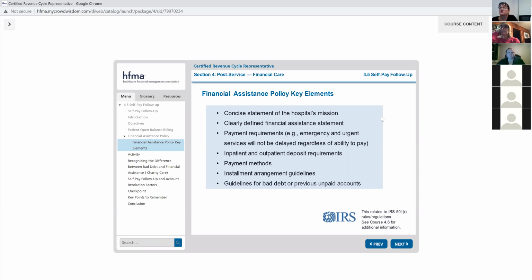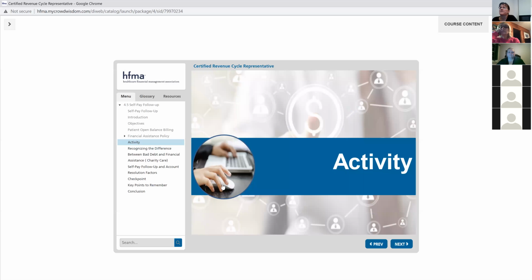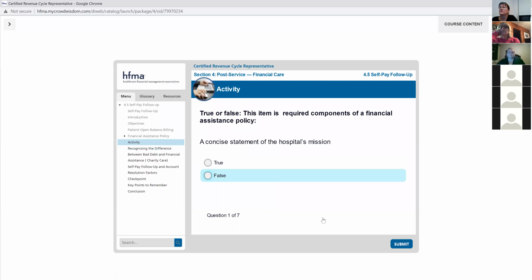So what is required in a financial assistance policy? The hospital's mission statement is yes. The guidelines for bad debt or previous unpaid accounts is true. Installment arrangement guidelines is true. Payment methods is true. Procedure charge is false. Registration record is false. And a clearly defined financial assistance statement is true.